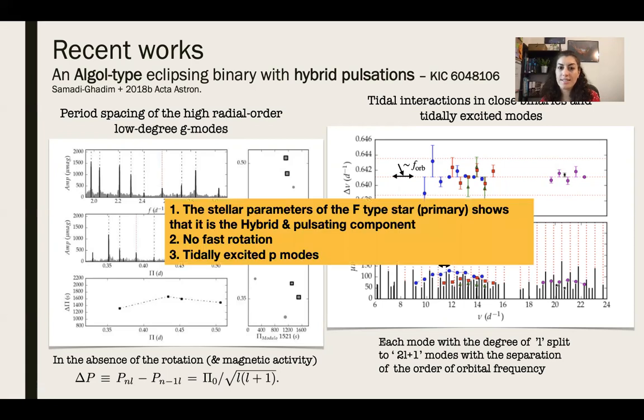So I could detect that the F-type star is showing hybrid pulsations, that it has no fast rotation, and that it also has tidally excited p modes. The next step, which is very difficult for binary stars, is to compare the theoretically predicted modes with the modes that I detected. There is another study that has been done recently, and then to see how well these two are fitting with each other.